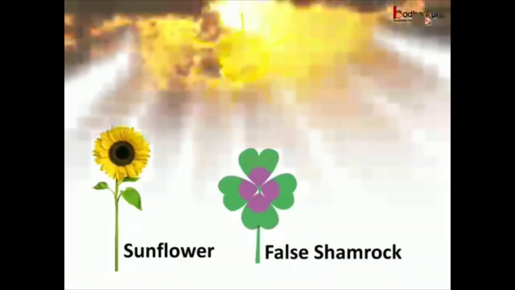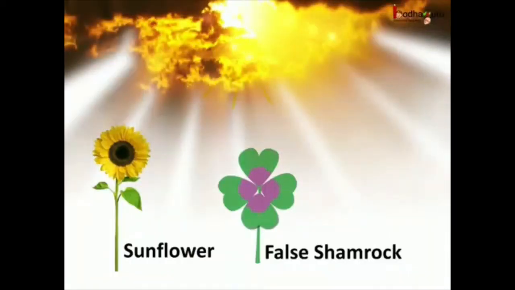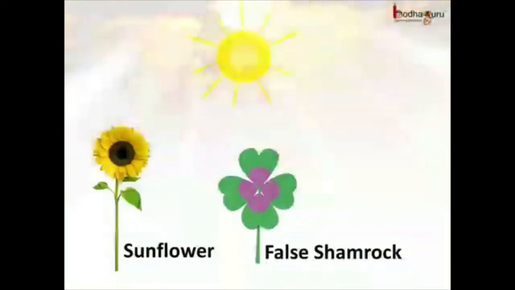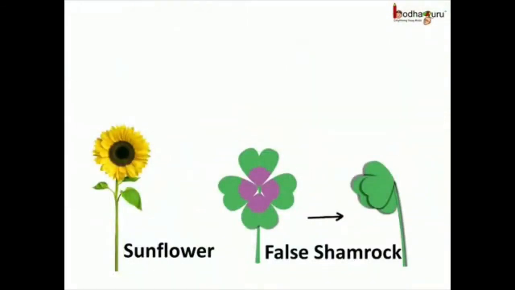The plants also respond to the sunlight. Generally, they grow towards the sunlight only. In some plants, the flower blooms only in the day. The sunflower follows the sun. That is, the flower keeps its face always towards the sun. Also, in some plants, the leaves open in sunlight and close after the sunset, like in the case of false shamrock.